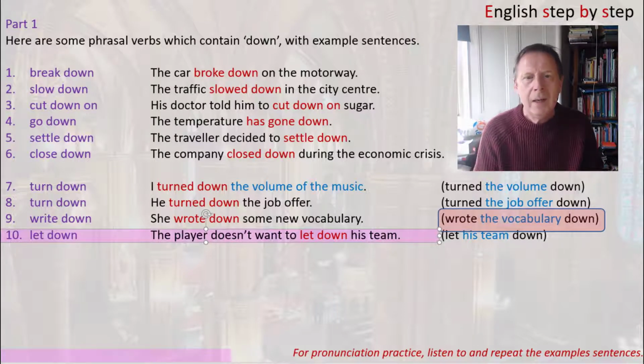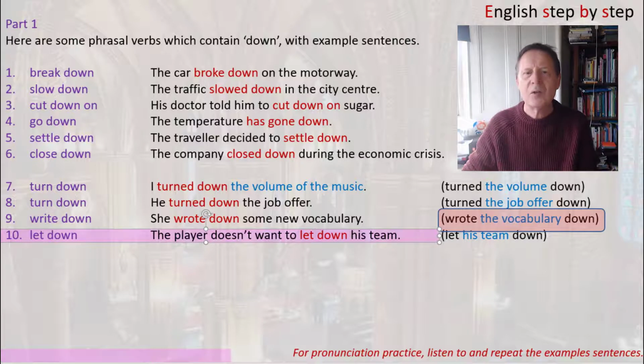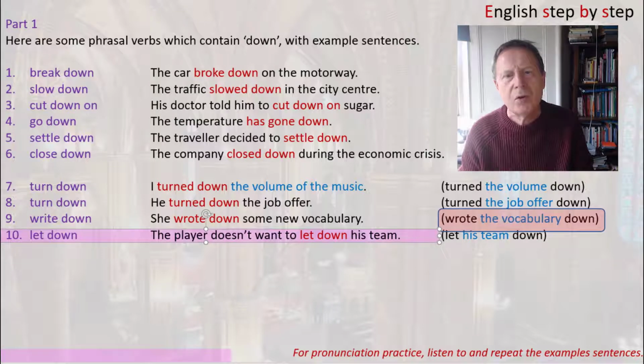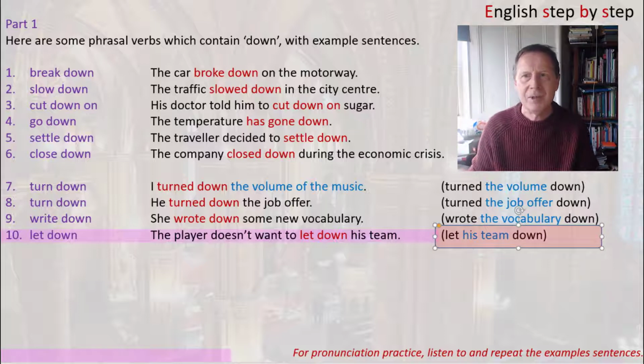Now, here, he doesn't want to do something. In this case, we can maybe work out that he doesn't want to disappoint his team. He doesn't want to do something negative for his team. He doesn't want to make his team embarrassed or ashamed. He doesn't want to let down his team. And here again, we can separate the two parts. Let his team down. He doesn't want to disappoint his team.